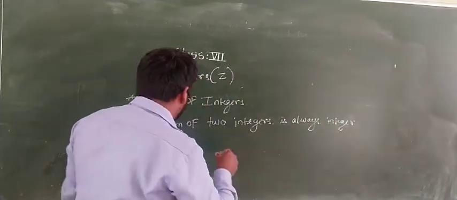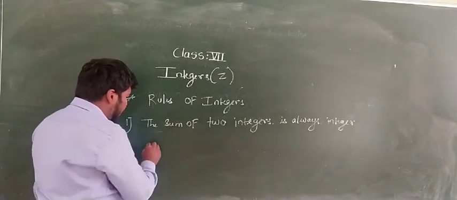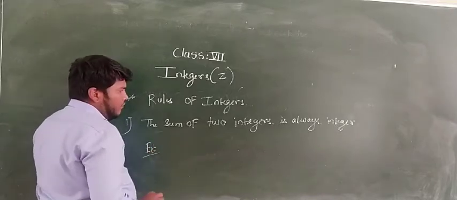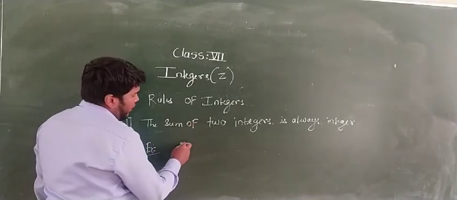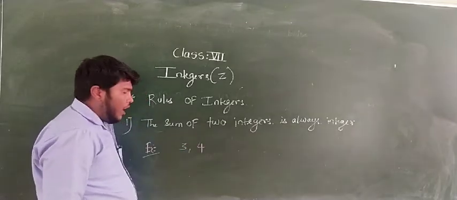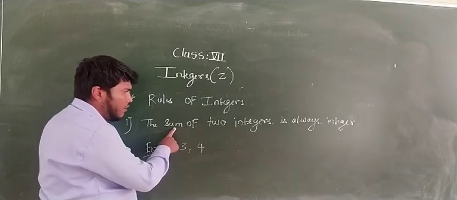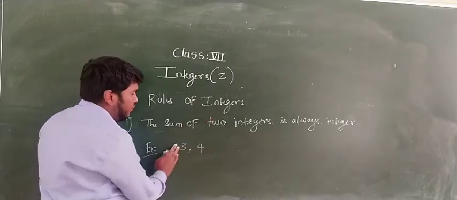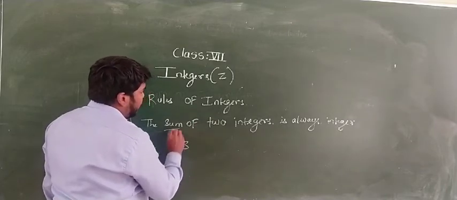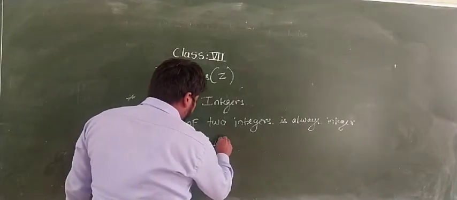So what do you mean by this? The statement says the sum of two integers is always an integer. By knowing the example, we'll come to know. See here, first I take any two integers, as 3 and 4. They are saying the sum of two integers is always an integer. Sum means here the plus sign.